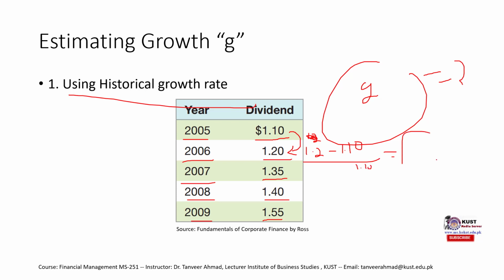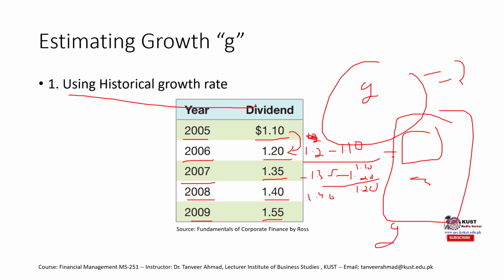It would give us some percentage. We would do that process again here, 1.35 minus the previous value divided by the previous value. It would again give us some percentage. We are going to repeat this process and get all the percentages, and once we average those percentages out, then we have the growth rate. So essentially, if the dividend had grown at, say, percentage A from 2005 to 2006, and from 2006 to 2007 it had grown at percentage B, then we can take the average of A and B and we would have this growth rate.